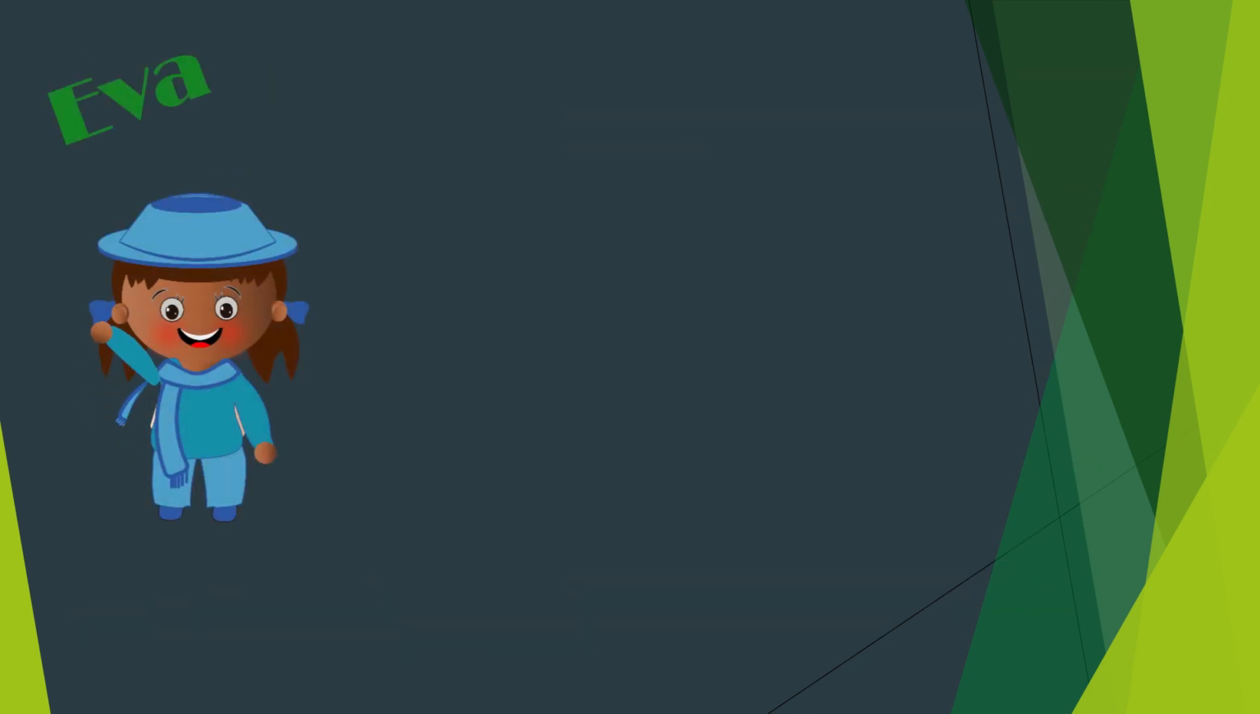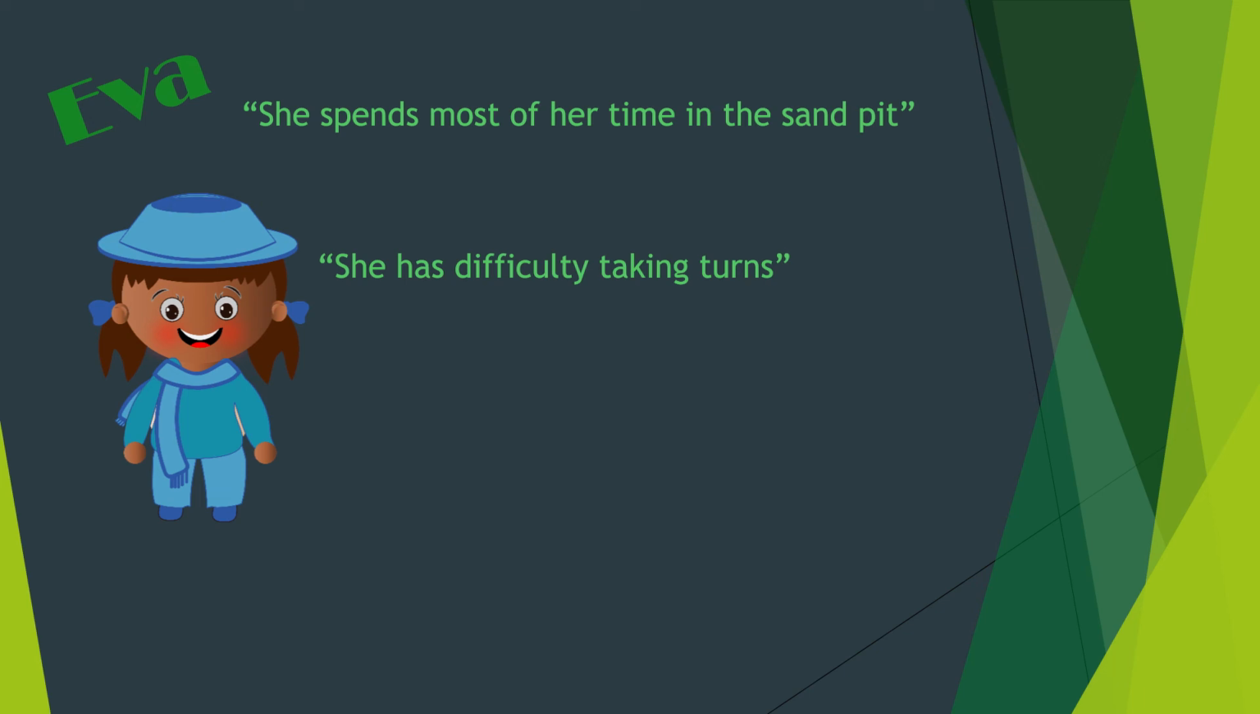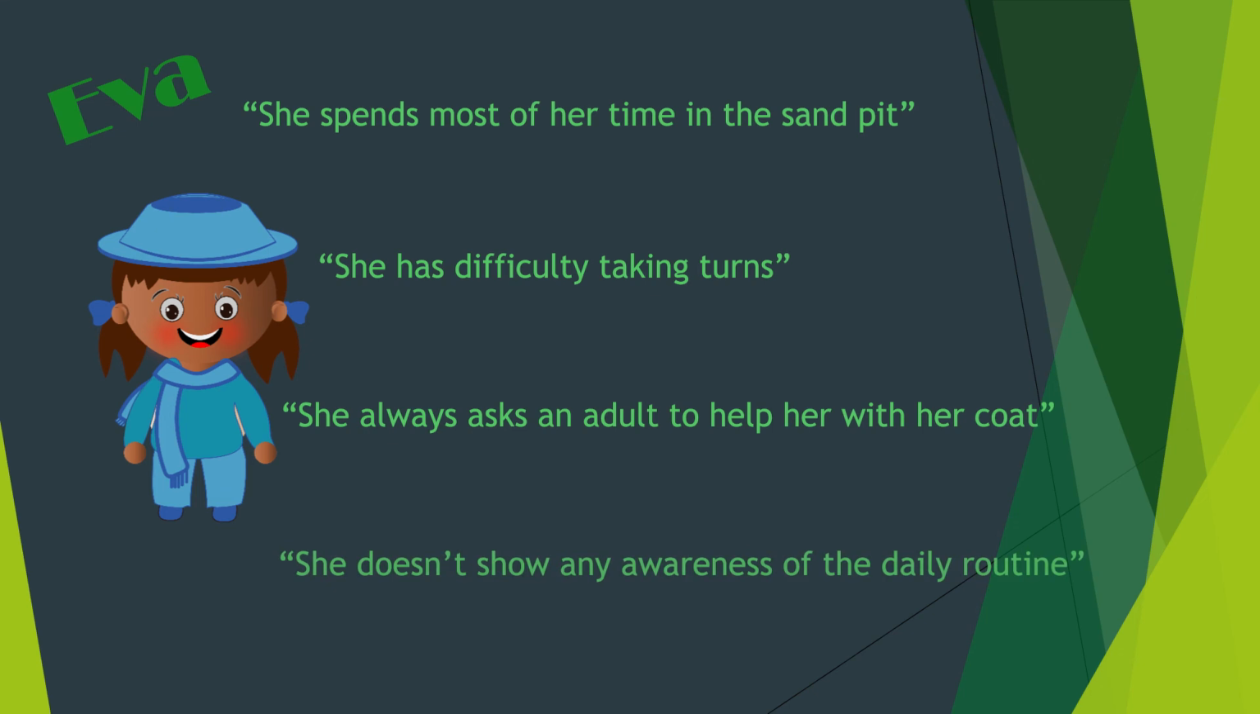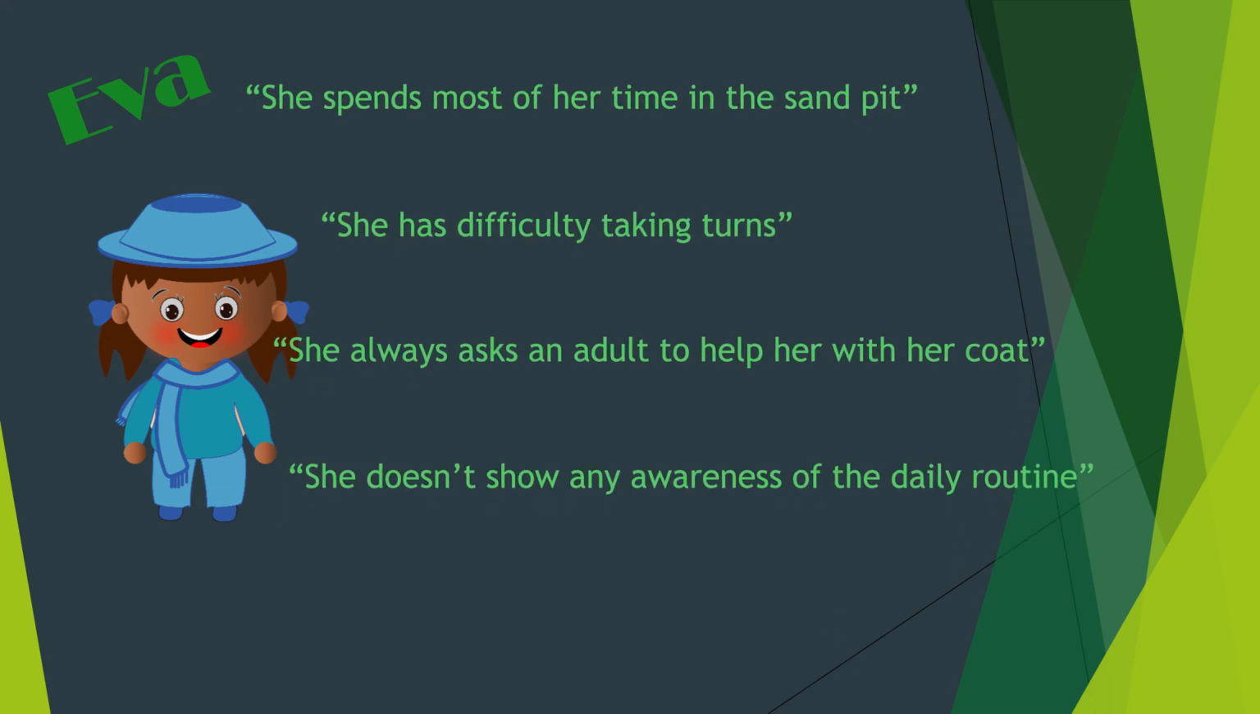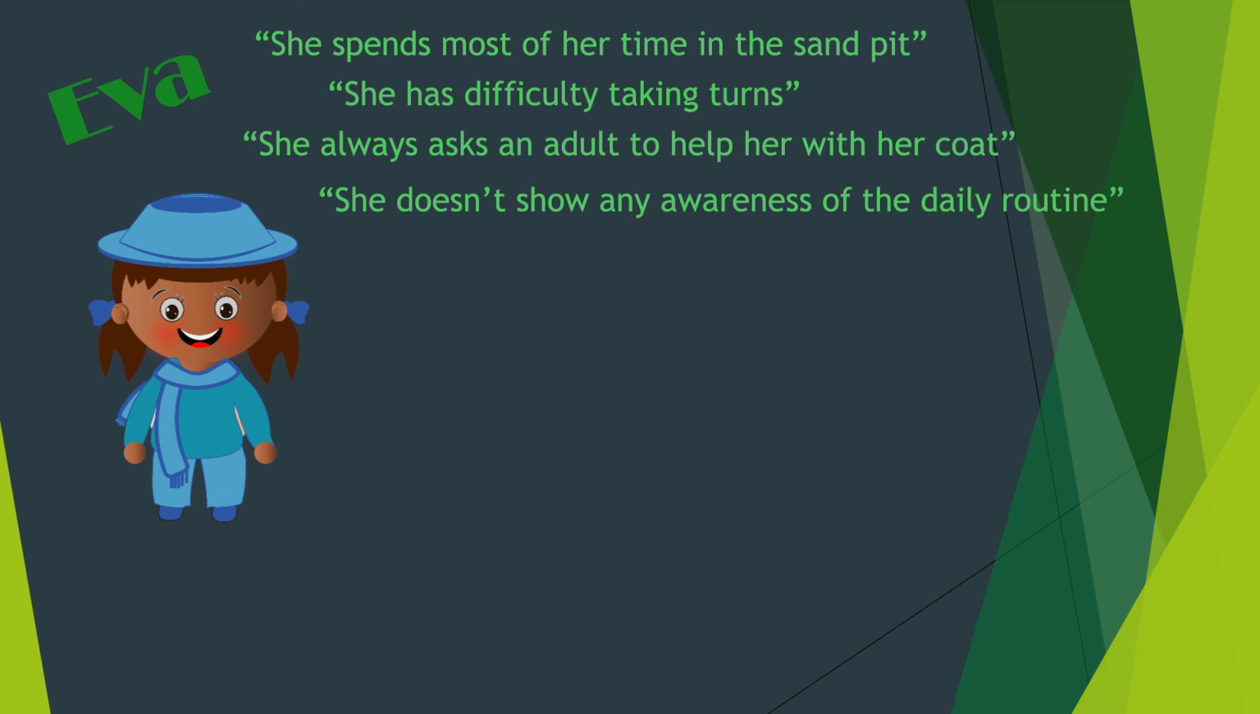This is Eva. She loves playing in the sandpit, but she struggles to take turns. She often asks an adult to help her with her coat, and doesn't show any awareness of the daily routine. Eva presents with some learning difficulties and communication delays. Here are some strategies we might suggest for Eva.